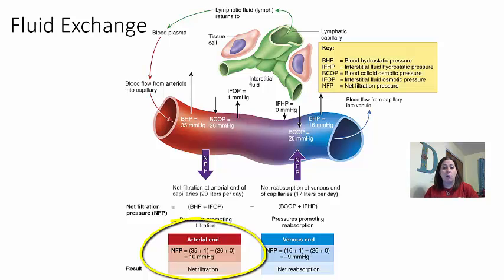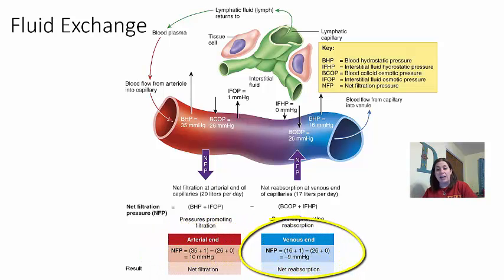On the other side, the net filtration pressure is a little different, because if we look at this, the BHP is only at 16, but the IFOP is still 1. Well, that's 17. Well, 17 minus 26, because we have 26 plus 0, is a negative 9. So if I take 10 and I subtract 9 from it, I don't equal 0. We still have one net amount that did not get reabsorbed.